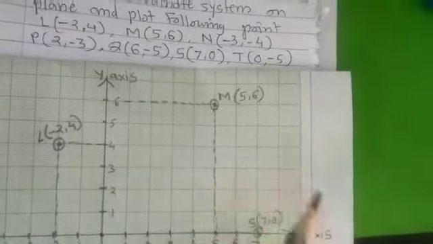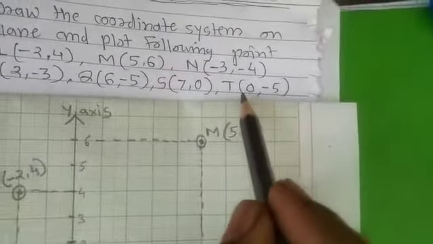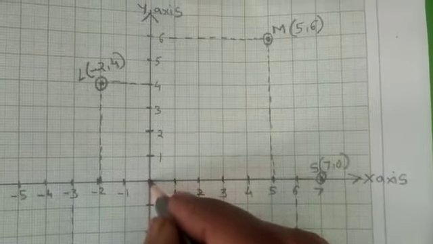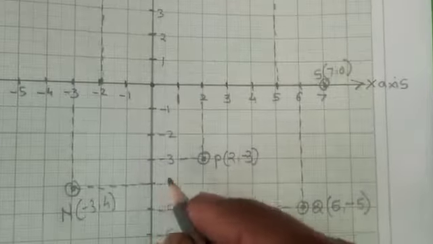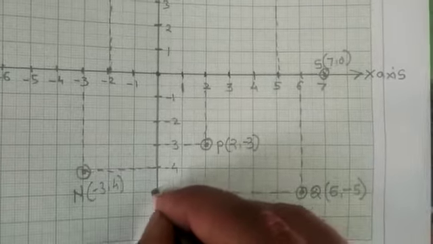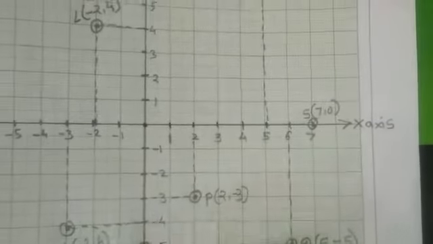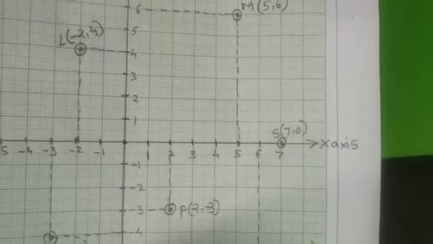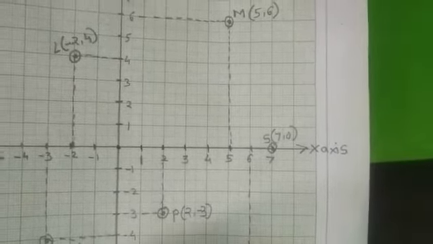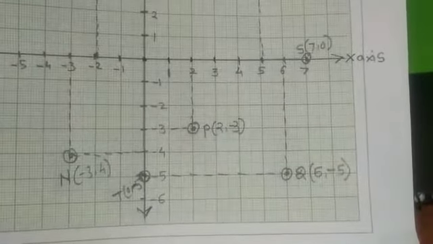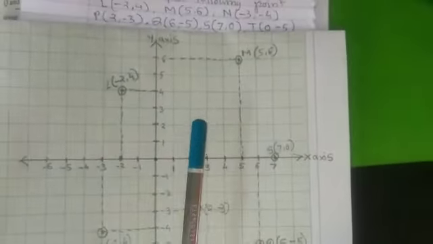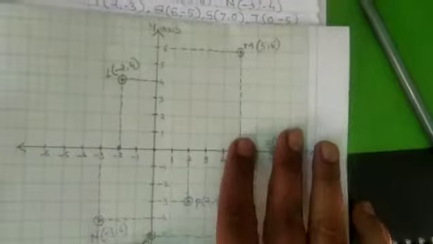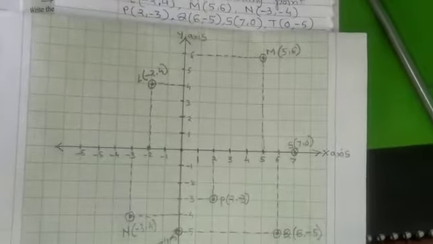Okay, the next point is T 0 comma minus 5. So the x coordinate is 0, means this 0, and y coordinate is minus 5. So go on the lower side here. Just give a dot. The point name is T, 0 comma minus 5. So in this way you want to plot such type of coordinate system or graph in your copy, and just attach this graph to your copy.